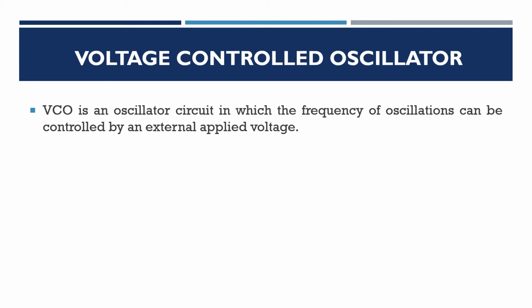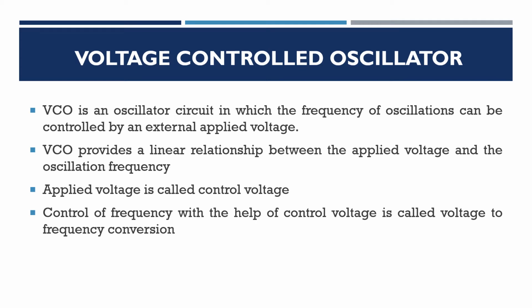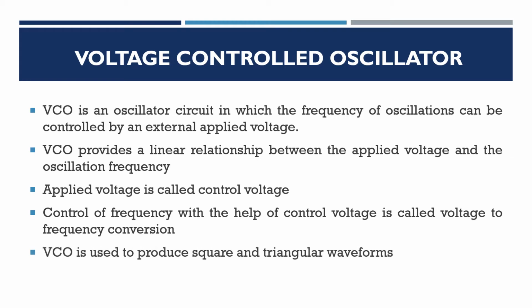the error signal from the phase detector is applied to the low pass filter, where high frequency signals are removed and low frequency signals are amplified, and this amplified voltage is applied to the voltage controlled oscillator, what we call the control voltage. It provides a relationship between the applied voltage and the oscillation frequency. The applied voltage is called the control voltage here. The control of frequency with the help of control voltage is called voltage to frequency conversion.